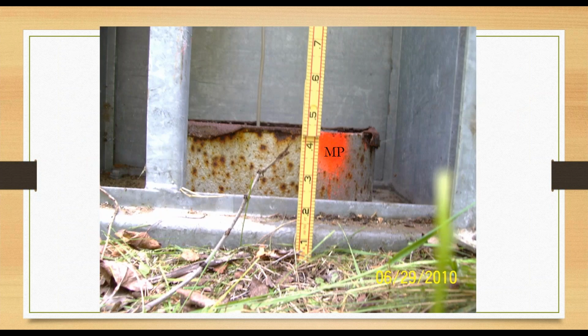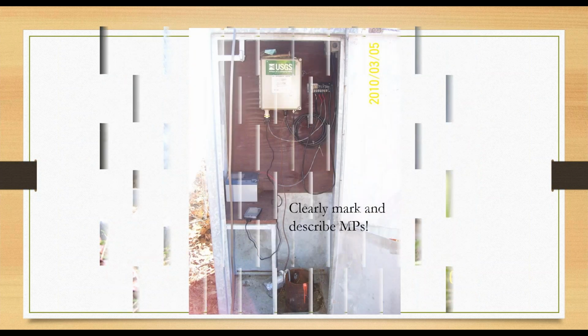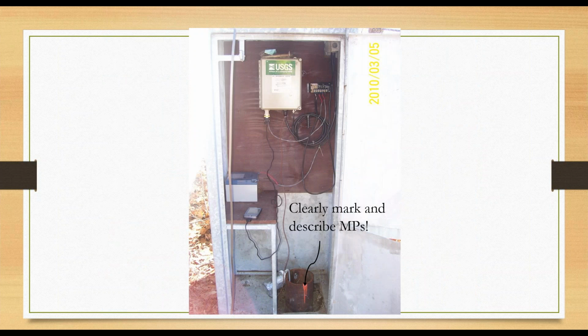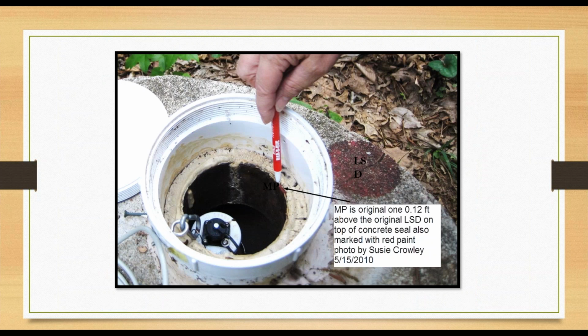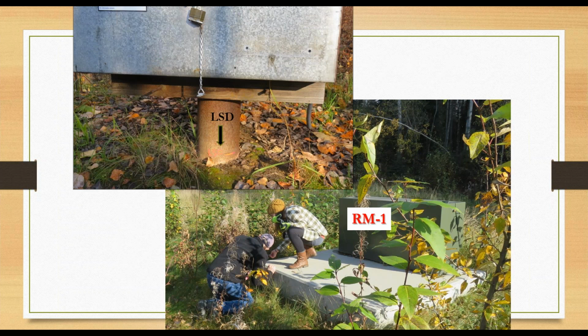This is an example of a measuring point, clearly marked on the outer casing of the well. Again, clearly marked on the outer casing of the well. The well is surrounded by a shelter. In this case, the land surface datum is the markings on the concrete pad, and the measuring point is clearly marked so that on subsequent visits, they're always using the same point of measurement. Again, land surface datum is clearly marked on the well, and the reference mark is on the concrete pad, a stable surface nearby.